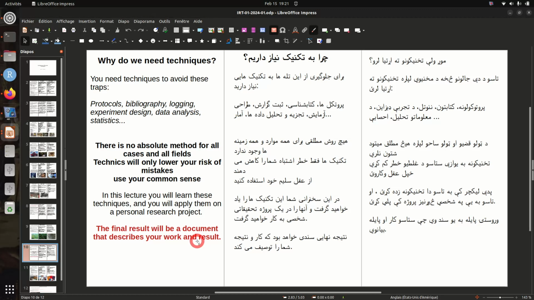Unfortunately, yes, we have techniques. Some words you may have heard, for instance, protocol, bibliography, logging, experiment design, data analysis, statistics, etc. But there is no absolute method. There is no perfect trick. It will only lower your risk of mistake. Most important, I should have written that in red, use your common sense. Always. Even if you use all the techniques, you can still use your common sense.